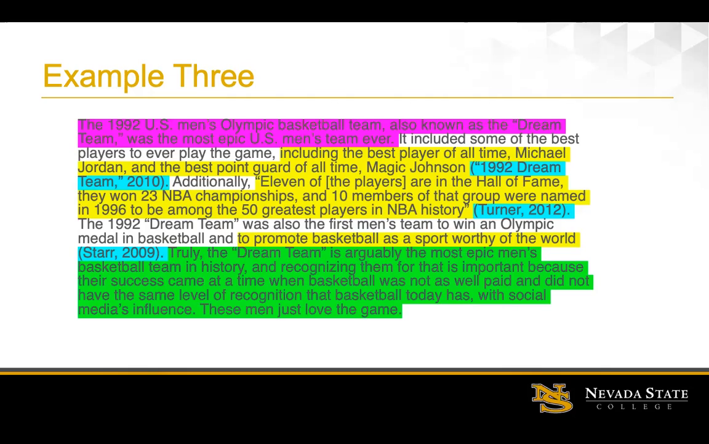The 1992 US men's Olympic basketball team, also known as the Dream Team, was the most epic US men's team ever. It included some of the best players to ever play the game, including the best player of all time, Michael Jordan, and the best point guard of all time, Magic Johnson. Additionally, 11 of the players are in the Hall of Fame. They won 23 NBA championships, and 10 members of that group were named in 1996 to be among the 50 greatest players in NBA history.